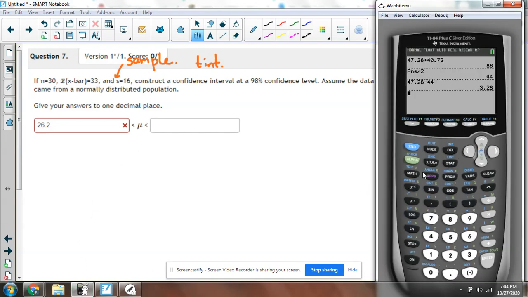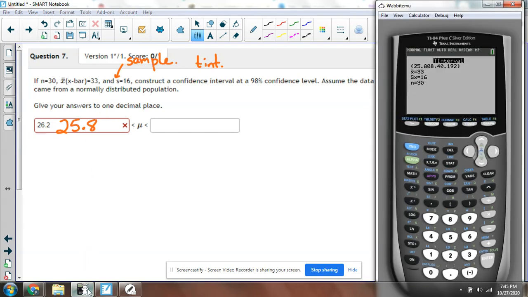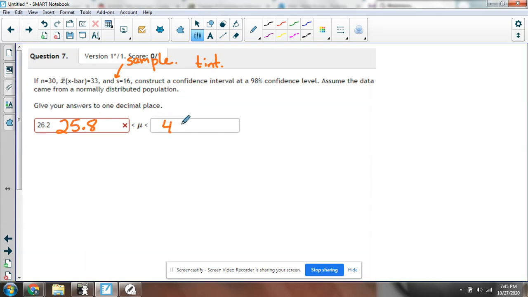So I'm just going to go back to my stat list, over to my tests, down to t-interval. I'm inputting data. X bar is going to be 33. S of x is 16. N is 30. And my confidence level is 0.98. Calculate. And I'm going to get 25.8 for one decimal, up to 40.2. And that's it.